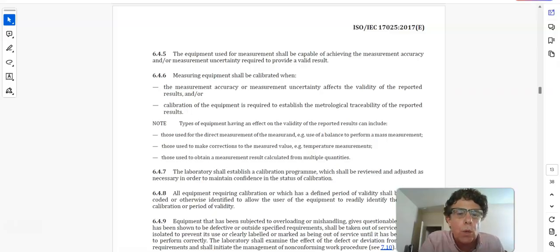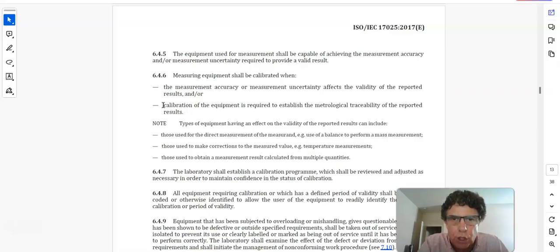So first of all, measuring equipment shall be calibrated when the measurement accuracy or measurement uncertainty affects the validity of the reported result. And this is an and/or statement. And/or calibration of the equipment is required to establish the metrological traceability of the reported results. And this is really key here. So when I talked about the definition of calibration, calibration as it pertains to ISO/IEC 17025 is really centered along measurement traceability and the idea that there shall be an unbroken chain of traceability to the SI units through NIST. That is really what calibration is all about.